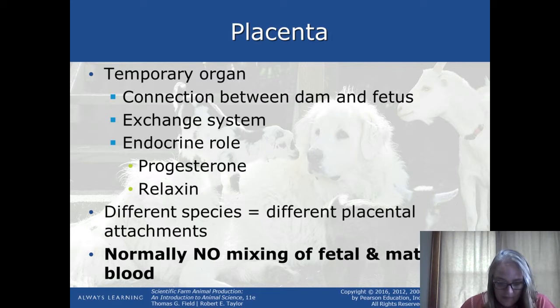So the placenta serves a really important endocrine role as well, because that's how a lot of hormones can travel around the body. In early pregnancy, the corpus luteum is responsible for producing progesterone that maintains the pregnancy, but in some species this is eventually taken over by the placenta, which keeps producing progesterone to signal to the rest of the female's body that they are indeed pregnant.